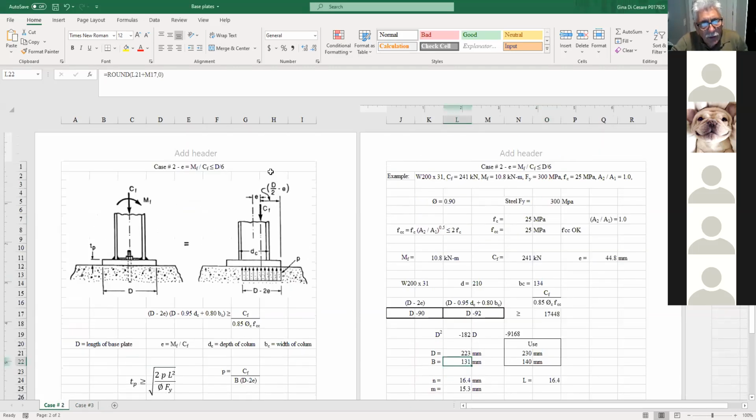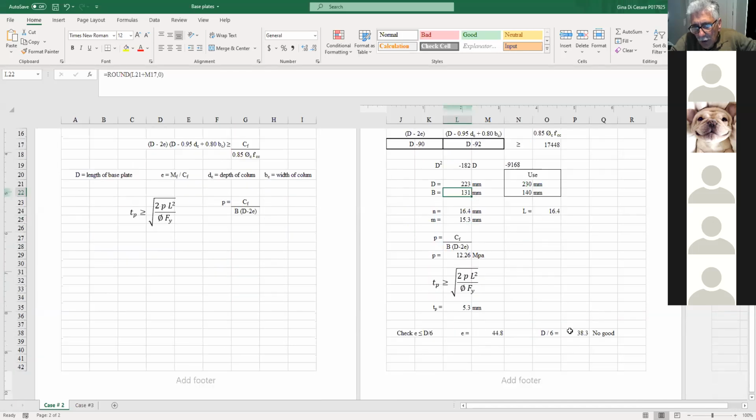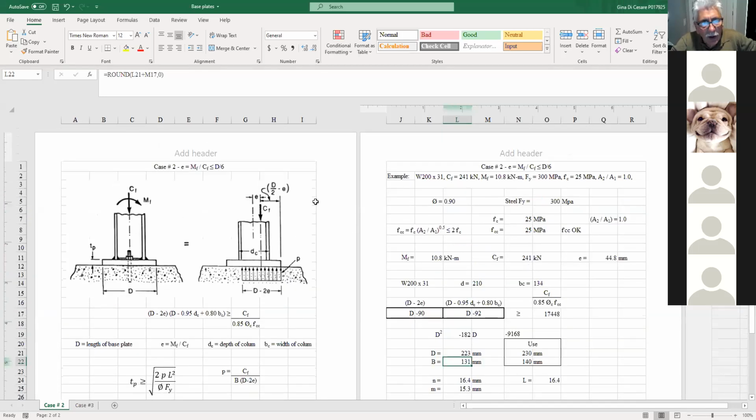So what happens here, when it falls within the middle third, you end up getting a little bit more bearing here. So I put in all the values, and without even worrying about it, I go down here, and guess what? It's no good. In other words, this is the maximum eccentricity you should have for d over 6, and this is the eccentricity that this situation gives me. That means I wouldn't even be able to use this method of calculating my base plate because my eccentricity falls outside the middle third.